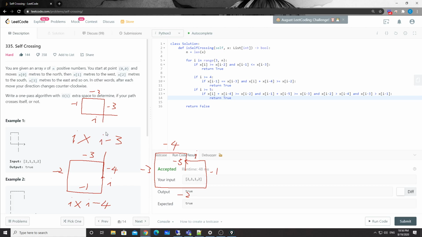If you draw enough diagrams here, you should be able to notice that there are only three possible ways. I cross with I minus 3, I cross with I minus 4, and this one, I cross with I minus 5. So those are the only three possible crossing scenarios. And with these scenarios, I think it's not that hard to come up with these three if statements.